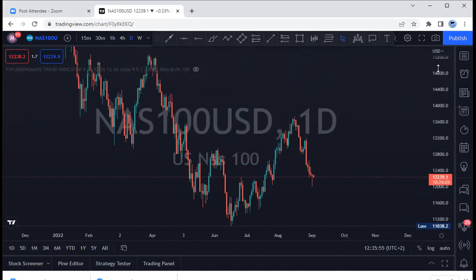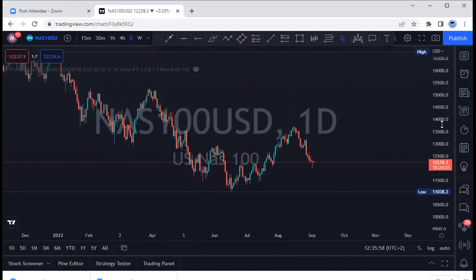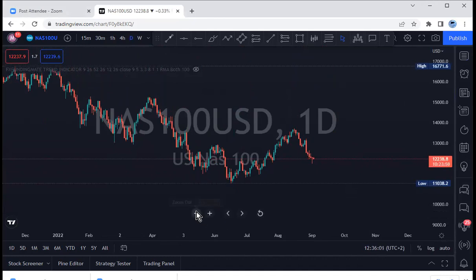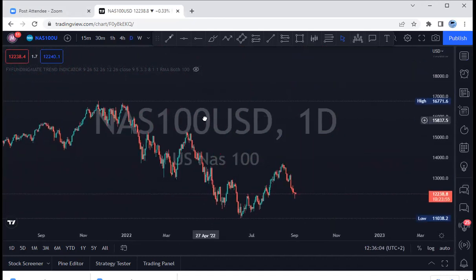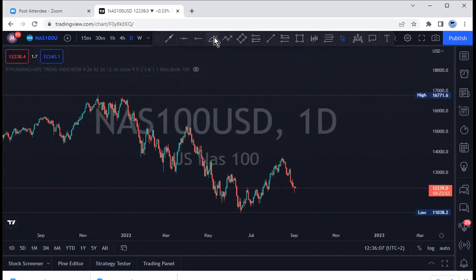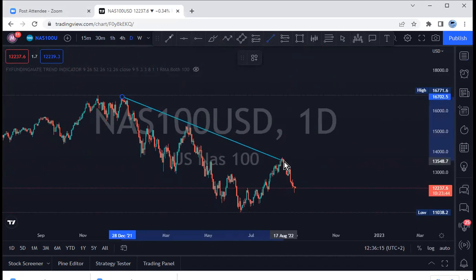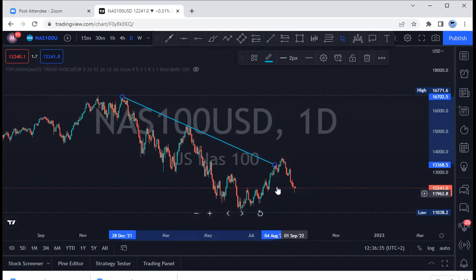What is it that we see on a daily chart? Daily chart, we were on a strong bearish trend, and then what happened? Let me draw a trend line here. The market decided to break this trend line. And whenever a trend line is broken, the market must go back and retest. Either it retests the trend line or it goes somewhere below the trend line to retest.